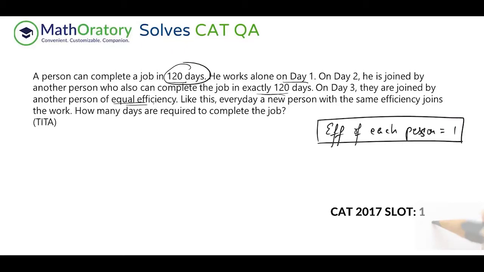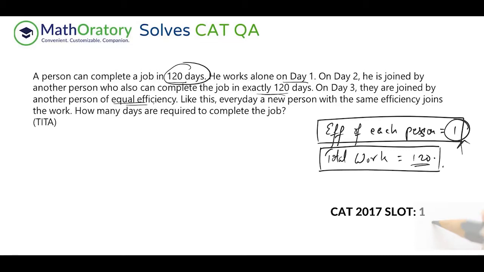So assuming that the efficiency of each person is 1 unit, the total work should be equal to 120, because in 120 days with an efficiency of 1, these people will complete 120 units of work, right? So now we know that the total work is 120 if the efficiency is 1. So now we can relate these. So how are they working actually?